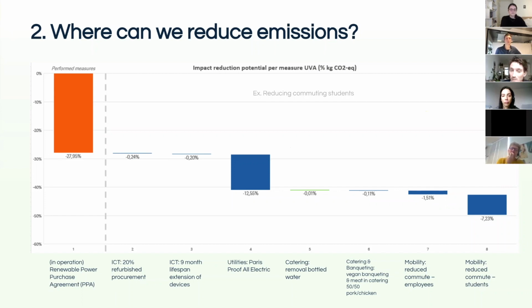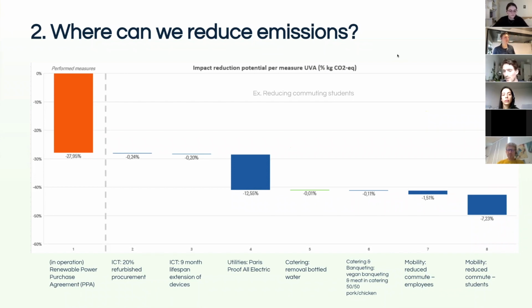Another one that is actually pretty big is measure 4, and this is part of a grander strategy called the Paris Proof All Electric scenario. That means basically phasing out gas as your heat source for all the buildings that they own, and also maximizing the amount of renewable energy that you generate on site. And this strategy actually has quite a large effect. Around 12.5% of your footprint could be reduced by executing this.